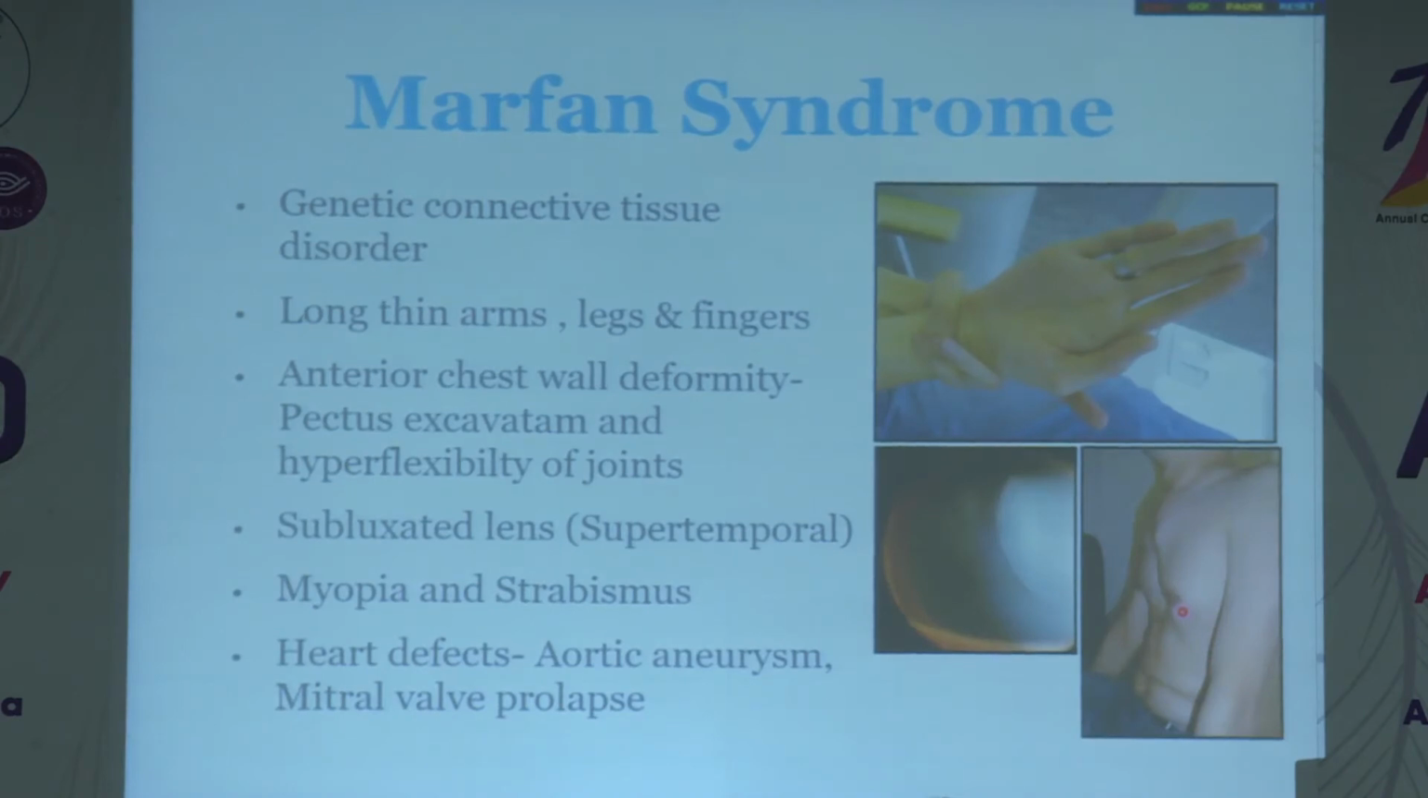Marfan syndrome, again a genetic connective tissue disorder where there are long, thin arms, legs, and fingers. Anterior chest deformity, which is pectus excavatum, with hyperflexibility of joints. There is subluxation of the lens, which is generally superotemporal, but it can be seen in any direction. Myopia and strabismus are commonly associated, and we should always send the patient for cardiac evaluation for aortic aneurysm and mitral valve prolapse.